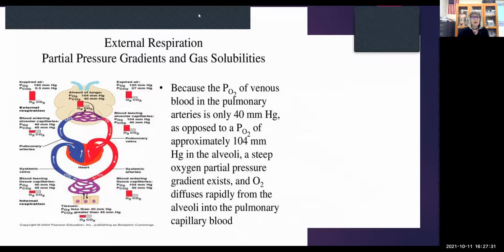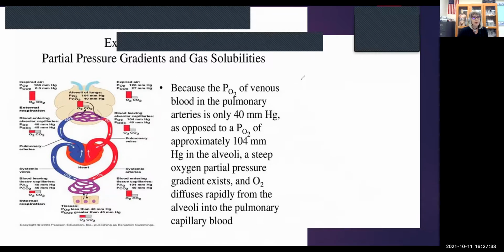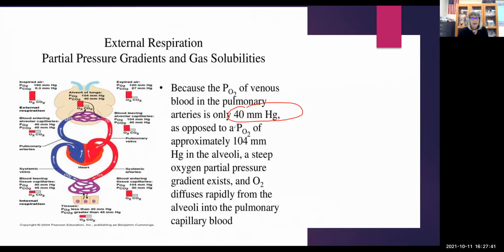And this basically shows you the importance of PO2. The PO2 of venous blood in the pulmonary arteries is only about 40 millimeters of mercury, as opposed to the PO2, which is approximately 104 millimeters of mercury in terms of pressure in the alveoli.